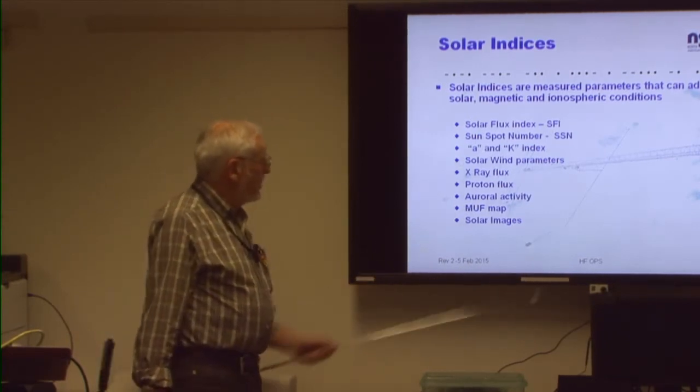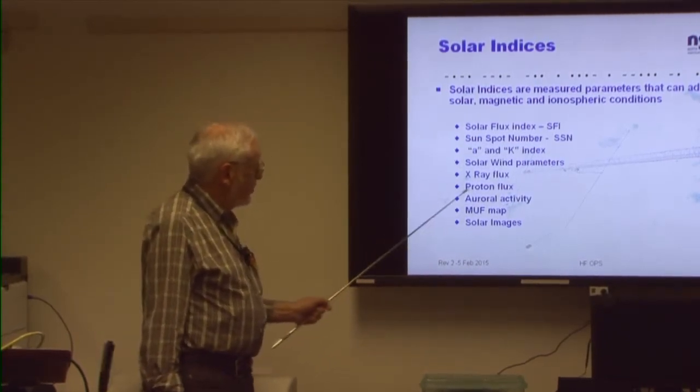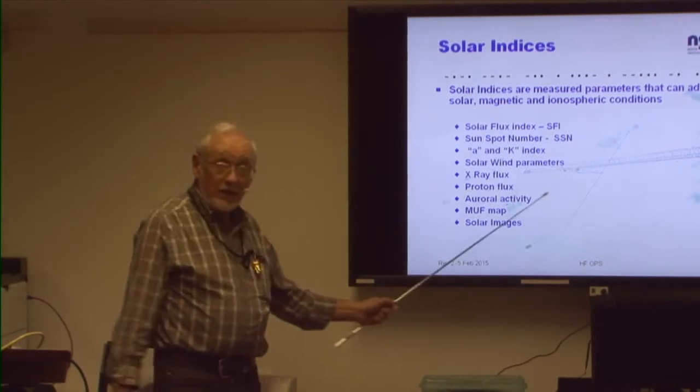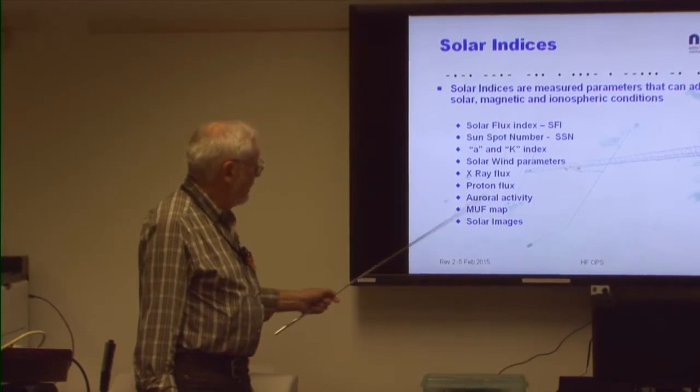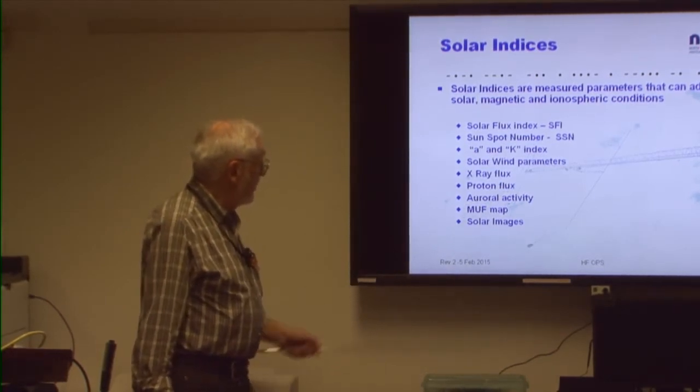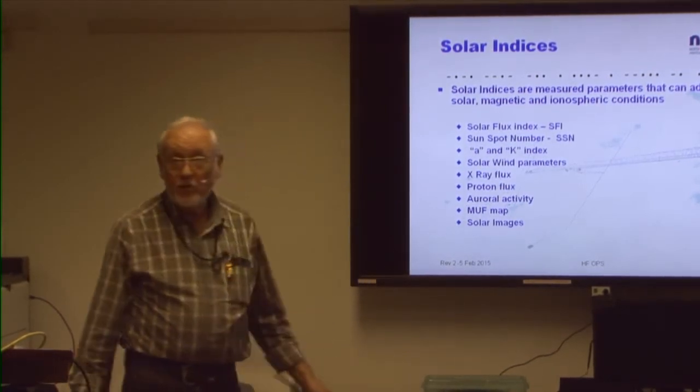The solar wind, what's it up to? What's the X-rays up to? What are the protons doing? Is there any auroral activity? It's nice to look at, but it's not good for propagation. We kind of looked at the auroras, and we looked at the MUF maps, and we looked at the solar images already.